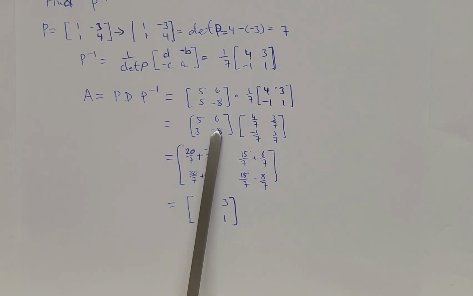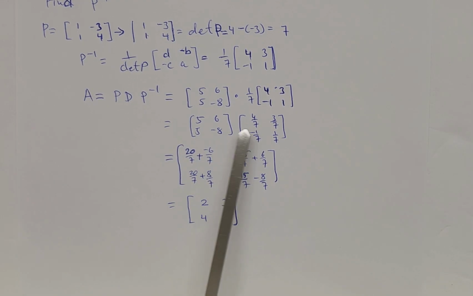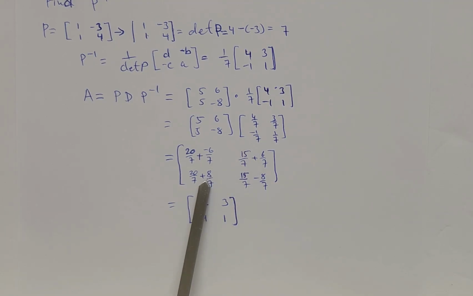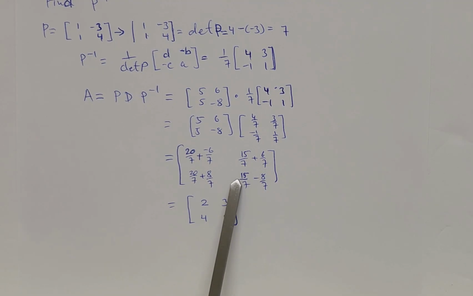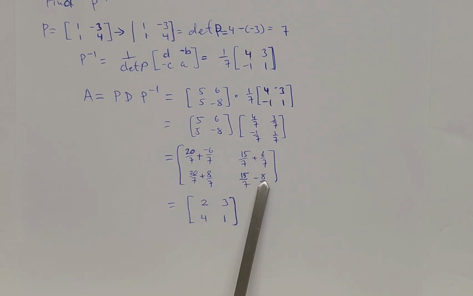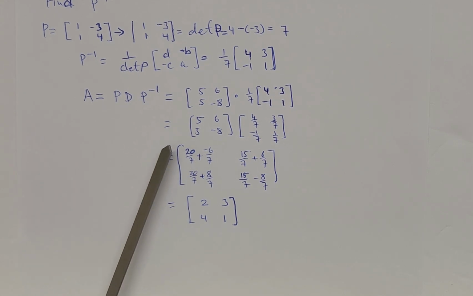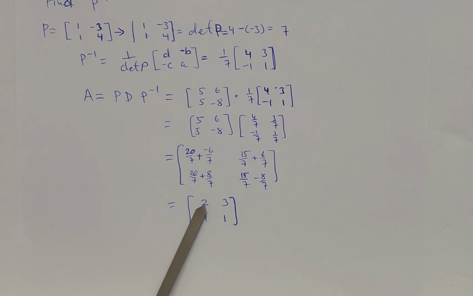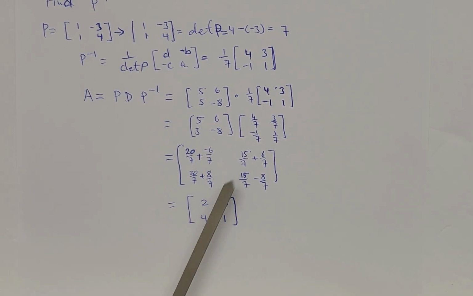And then this row times this column: 5 times 4 is 20, negative 8 times negative 1 is positive 8. This row times this column: 5 times 3 is 15, negative 8 times 1 is negative 8. Now simplify a little more. 20 subtract 6 gives me 14. 14 divided by 7 is 2.